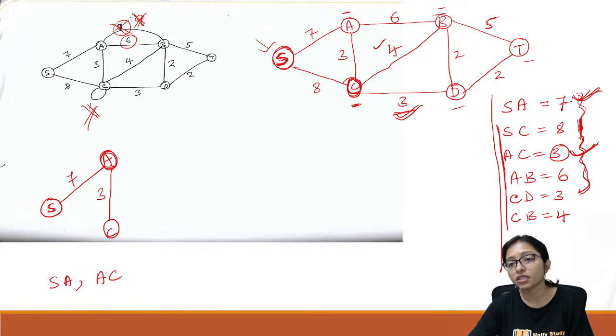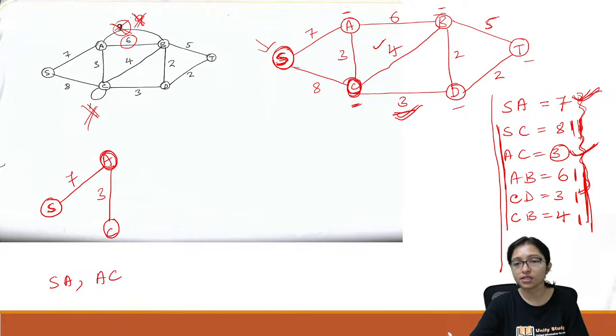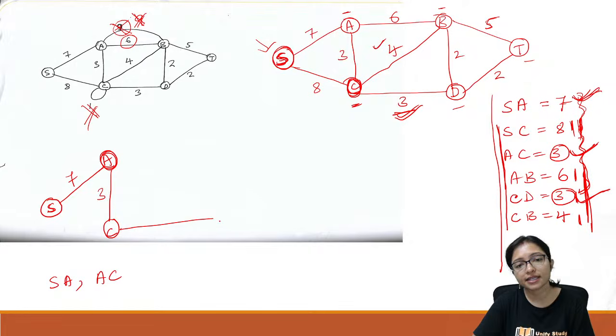Now out of all this, which one is minimum? Out of this one, this one, this one and this one, which one is minimum? CD is the minimum one. So that's why I am going to choose CD. This one is the minimum. So take CD now. CD is 3.